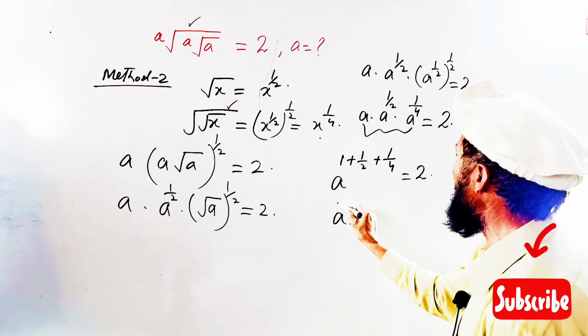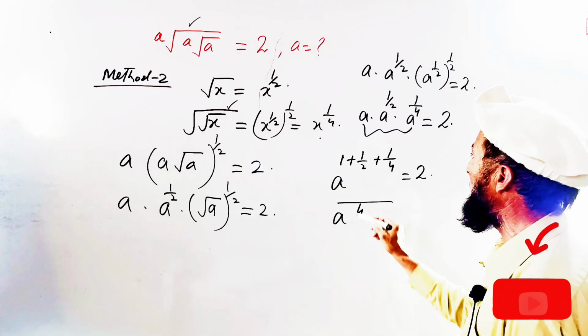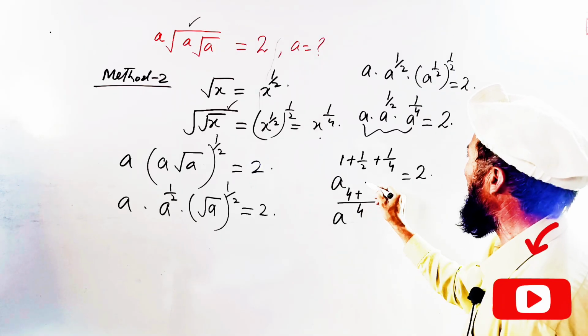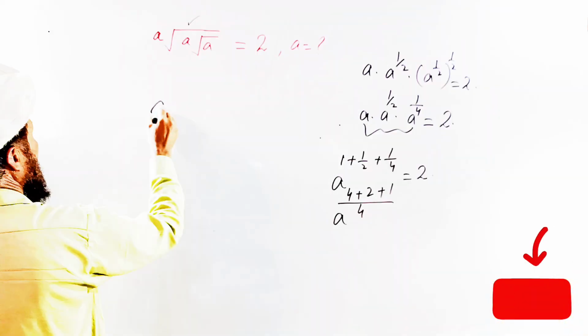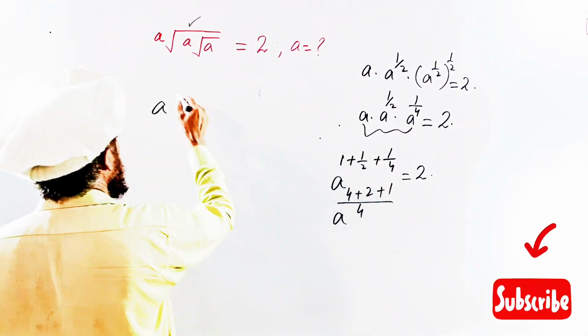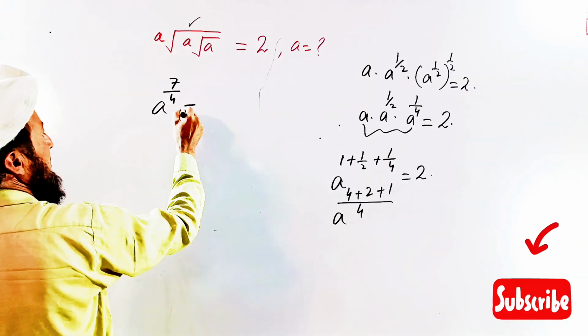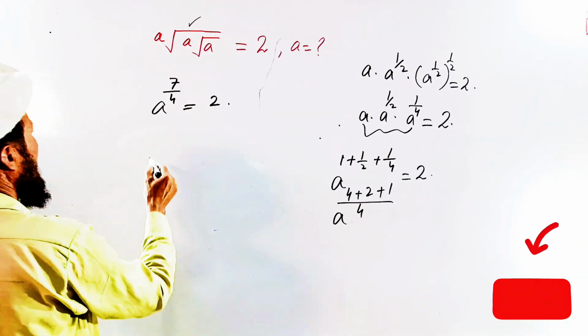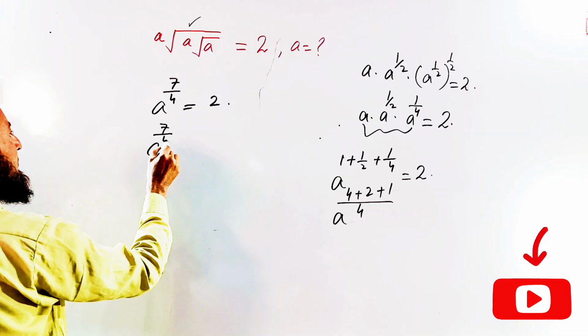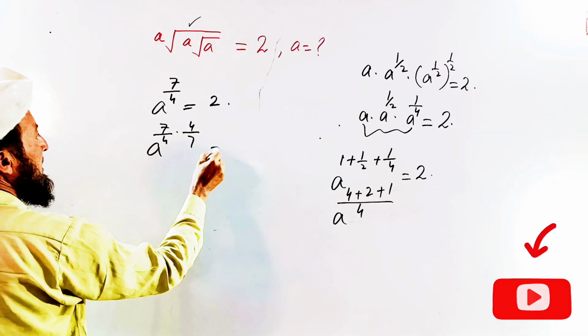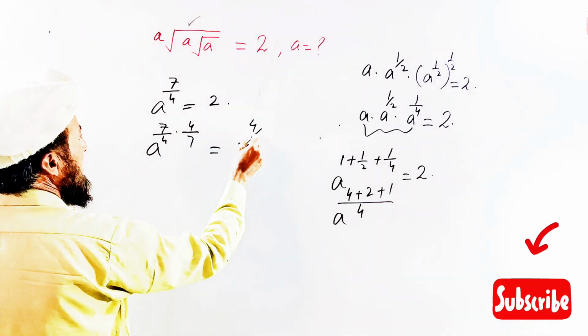Now we take the LCM, 4 is the LCM. 4 multiplied by 1 is 4, and 2 gives 1. In fractional exponent we get 7 by 4 is equal to 2. Now we are taking the reciprocal of the index, 4 by 7 is equal to 2, 4 by 7.